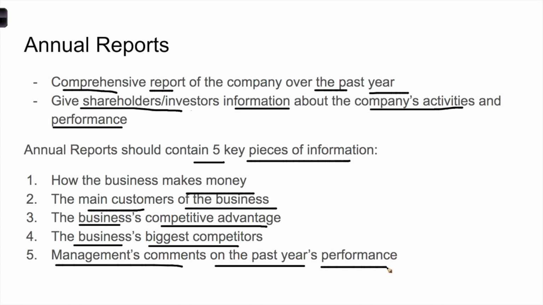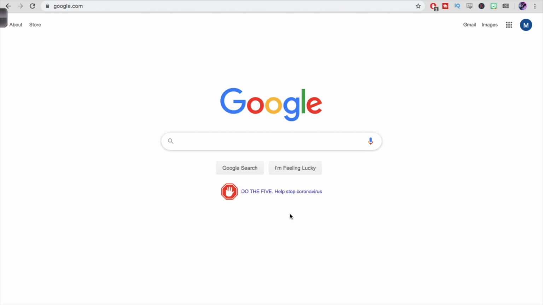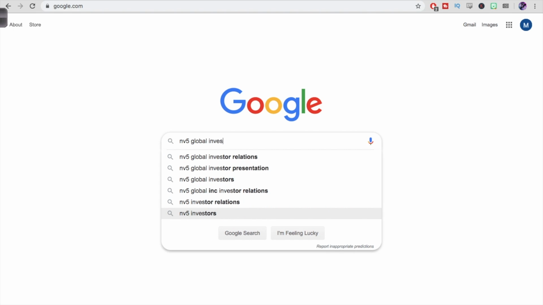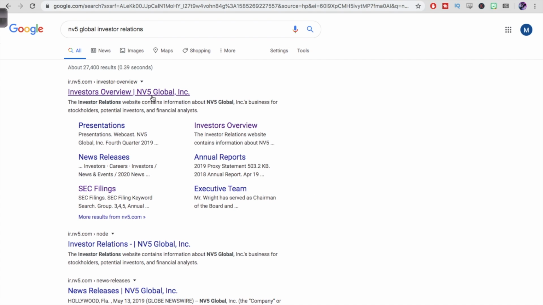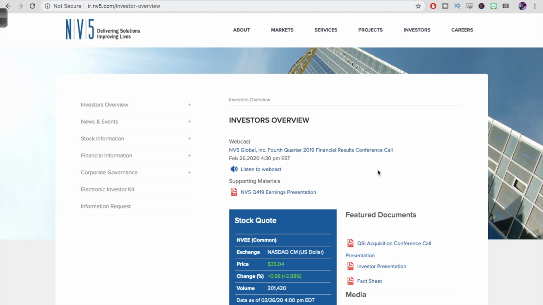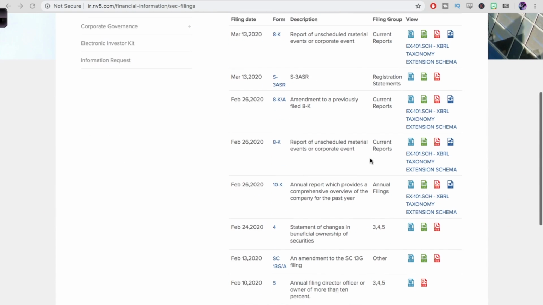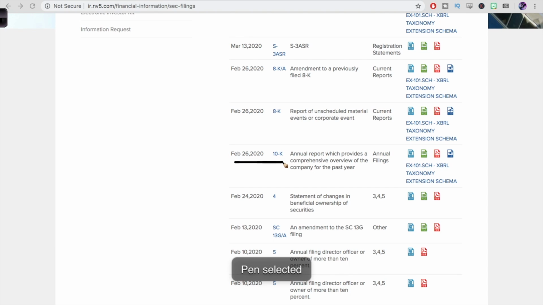And so now I can take you to a company's annual report that I am personally invested in. They are NV5 Global. To find the annual report of any company is pretty simple. All you do is type in the name of the company and then you can go to their investor relations page. So you can type NV5 Global Investor Relations and click on it right here. And then we can go to financial information. So we are here on the SEC filings and we can come down and we see it right here, 10K annual report. So we can open that up.